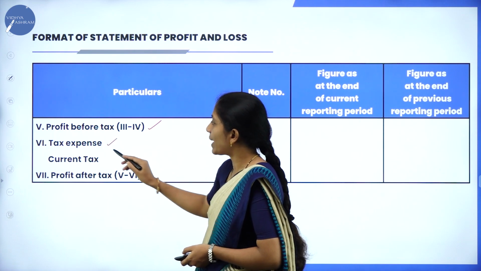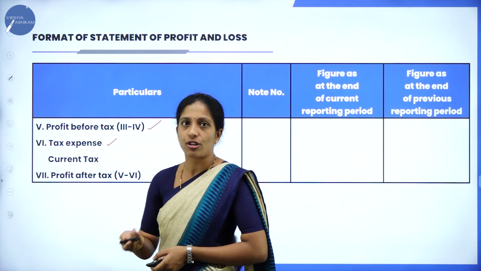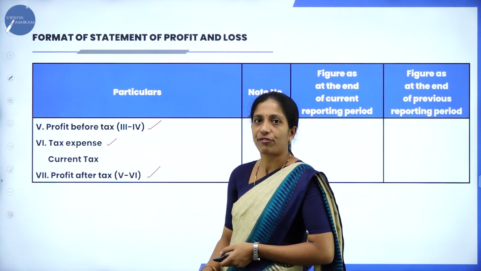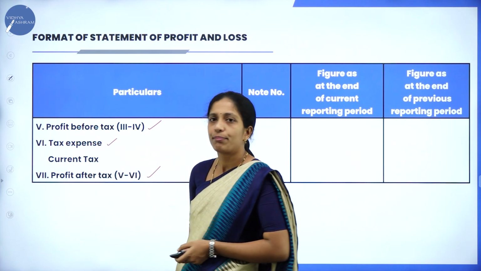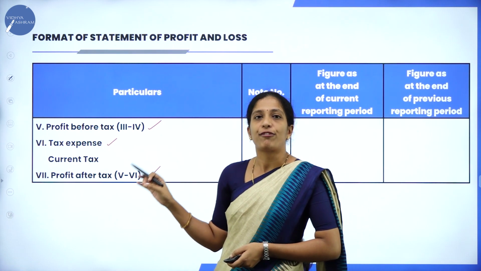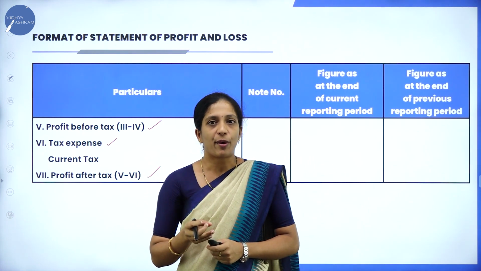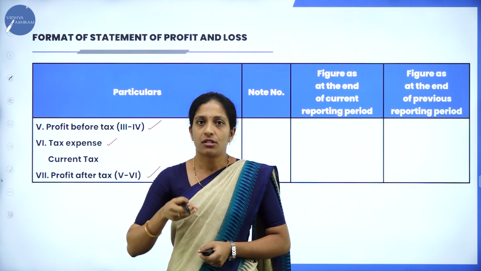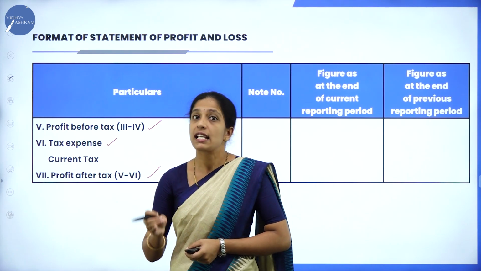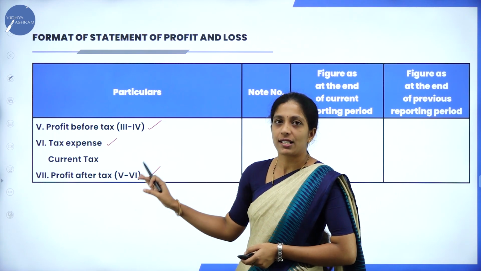And the sixth one is tax expenses. So there they might give you a percentage. Based on that, you will calculate the tax. Then you will get profit after tax. How do you get profit after tax? Profit before tax minus tax expense, you will get profit after tax. So this will be the format of statement of profit and loss. So what is the format? Revenue from operations, second other income, third total income, fourth expenses, fifth profit before tax, sixth tax, seventh is profit after tax. So this is simple.